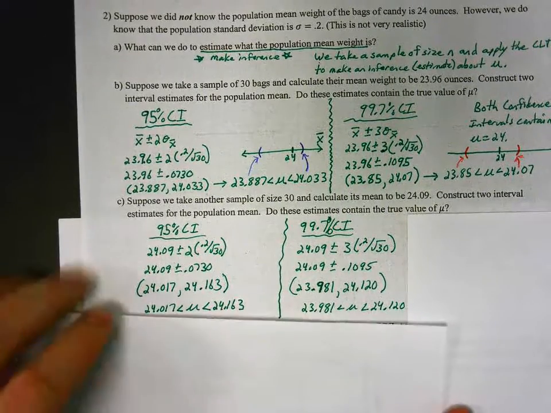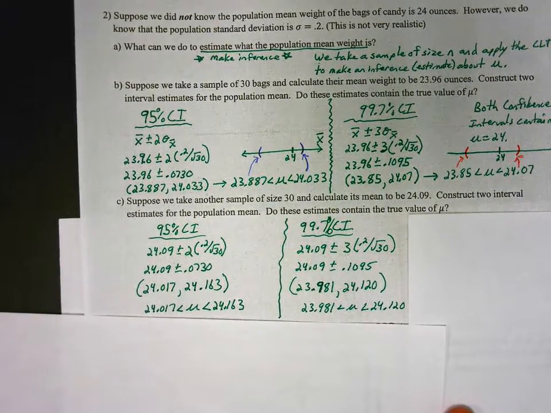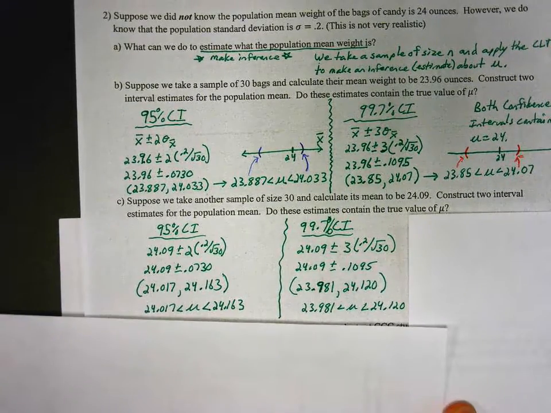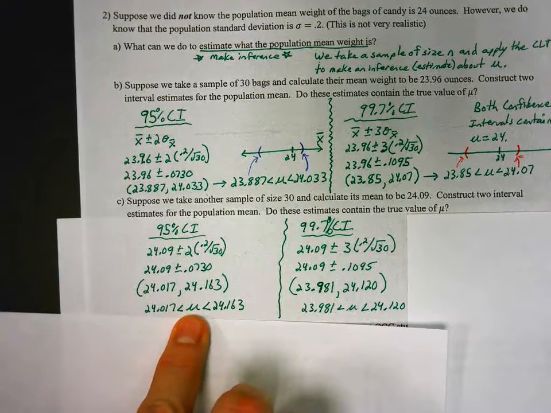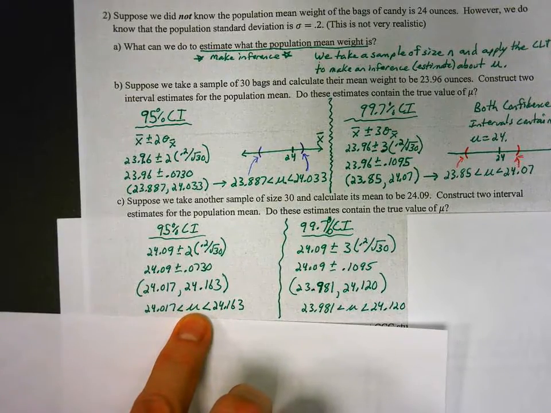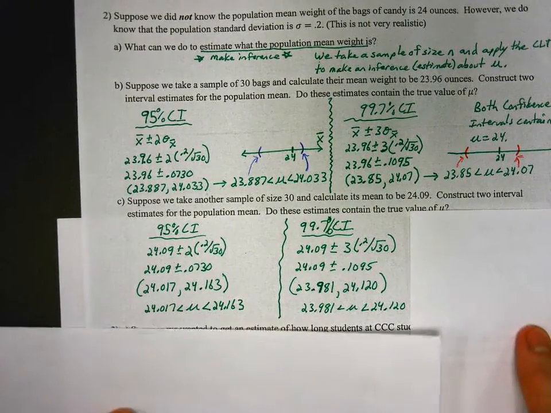So for the 95% confidence interval, we get 24.017 is less than mu is less than 24.163. So we're 95% confident that our interval contains the true population mean. Now notice, if the population mean really were 24, 24 is not in that interval anymore.